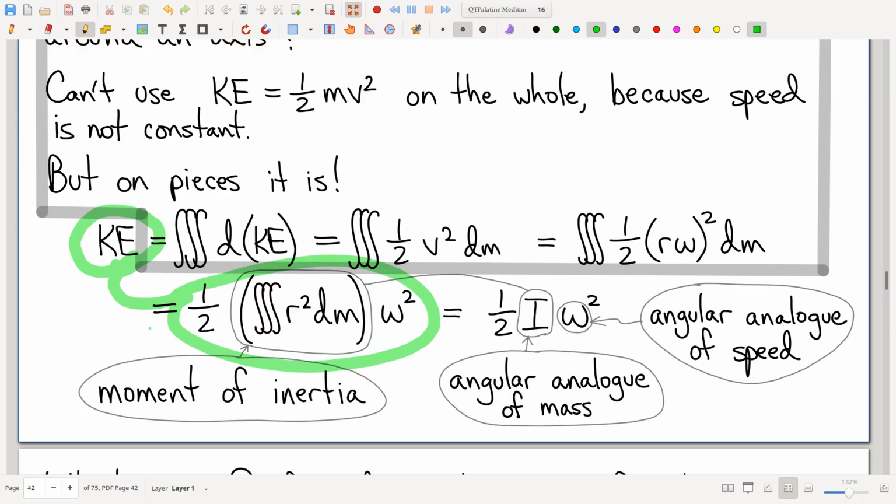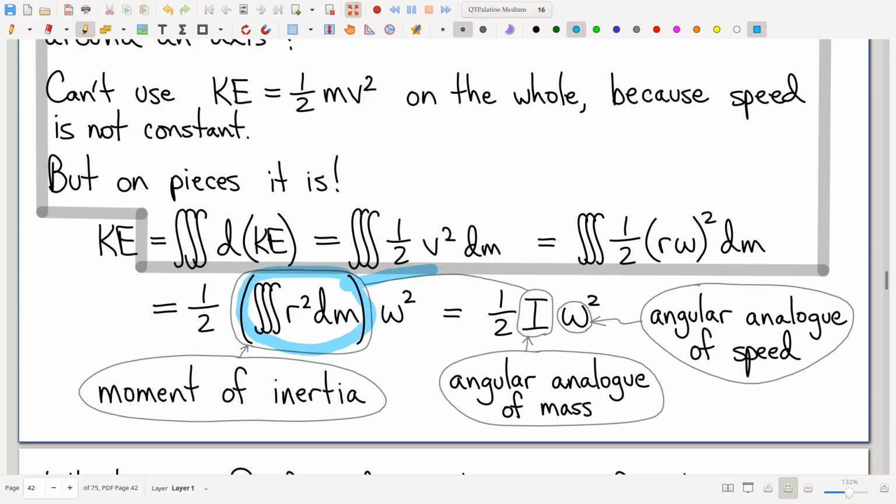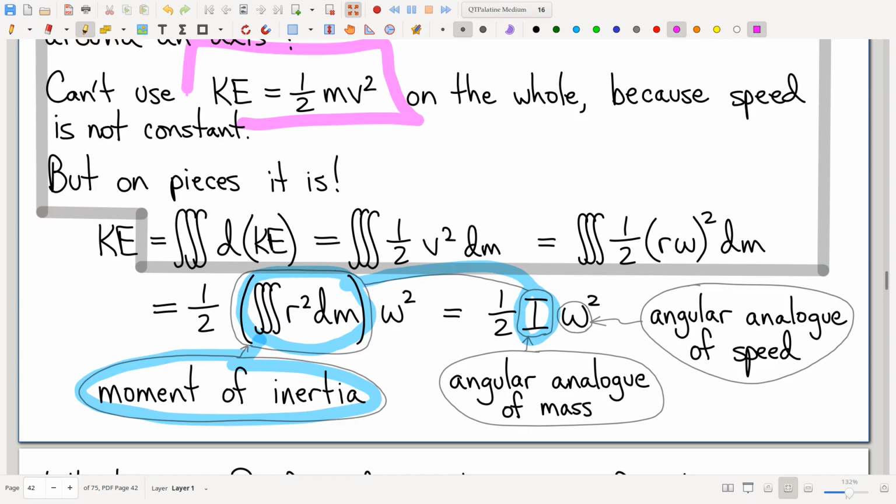Having done that, a clever idea is to make the choice to call that expression I. We're going to give it a name: moment of inertia. And when you do that, the neat little punchline is that this formula and this formula look a lot alike. The linear kinetic energy and rotational kinetic energy, if you name that accordingly, have the same structure. And the analogy is actually pretty strong.